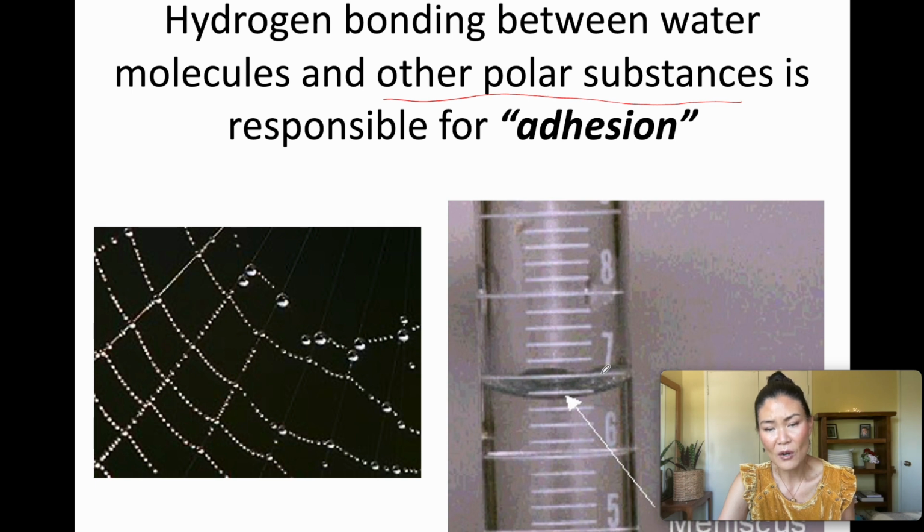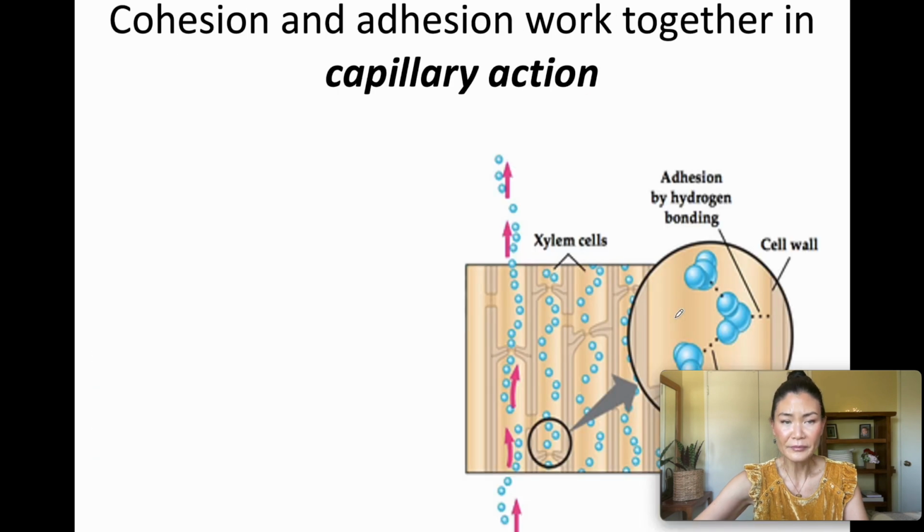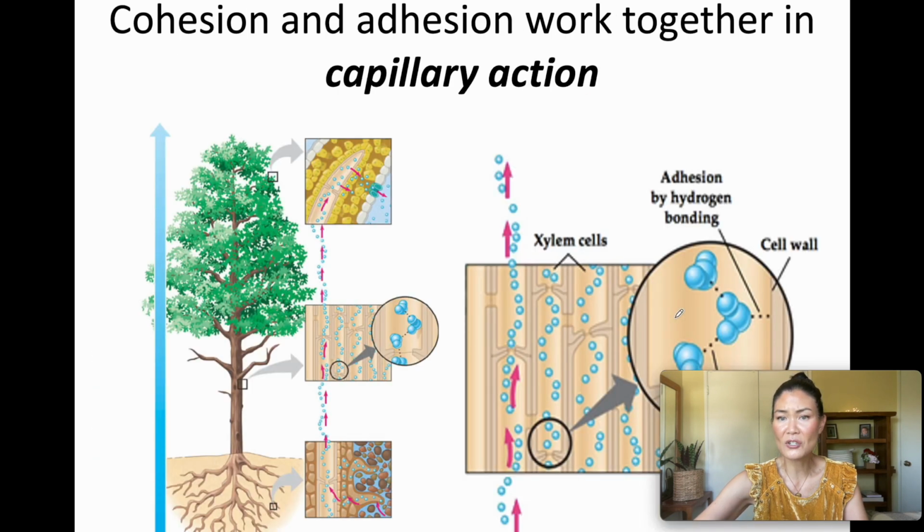And then this is what we call this curvature when water is in a narrow glass tube. When water is in a narrow glass tube, it will not be straight at the surface, but it's curved, and that's called a meniscus, because the water is attracted to glass. Glass is also polar, and so water is going to be attracted to it, and that's called adhesion. So cohesion and adhesion work together in capillary action.